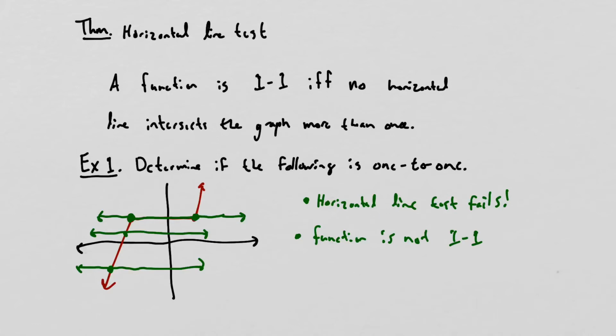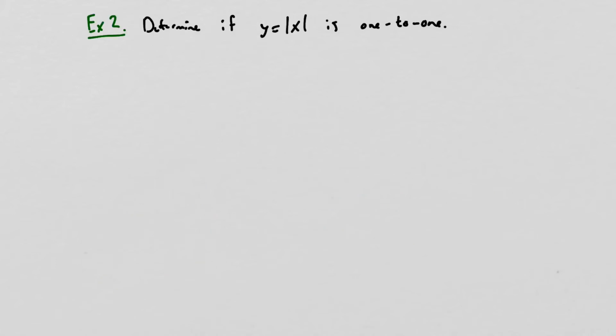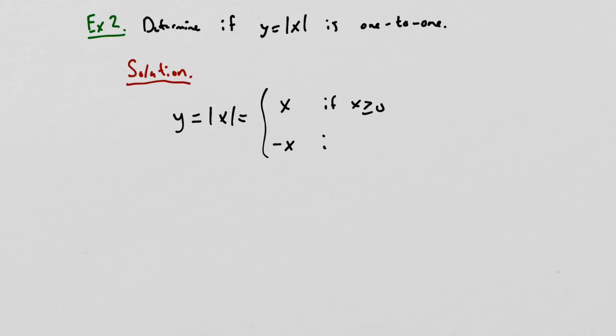All right, so let's go ahead and try another example. This time we'll do a more algebraic problem. And what we want to do is determine if the absolute value function is one-to-one. Recall that the absolute value function is a piecewise function, and so this is defined to be the following. It's going to be equal to x if x is greater than or equal to 0, and it's going to be equal to negative x if x is strictly less than 0. And this function is not going to be one-to-one if we can find a y value that has two different input values for its x values.